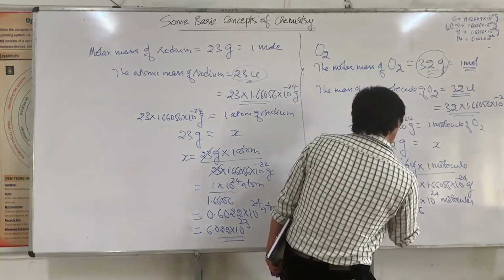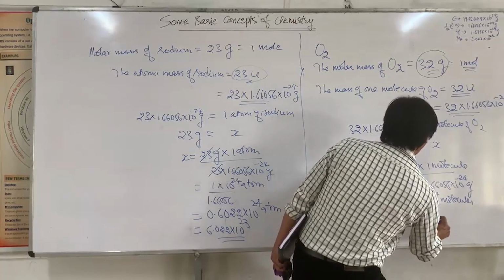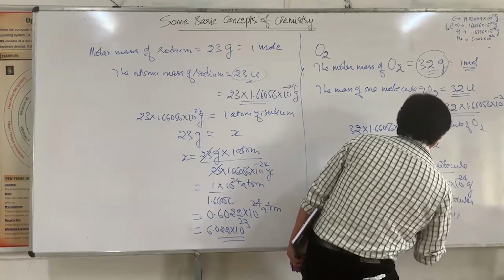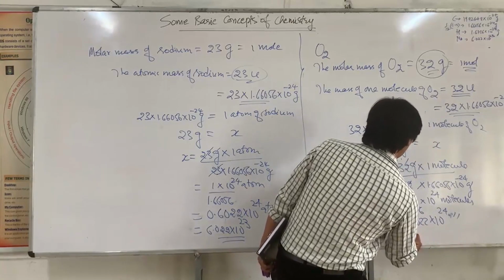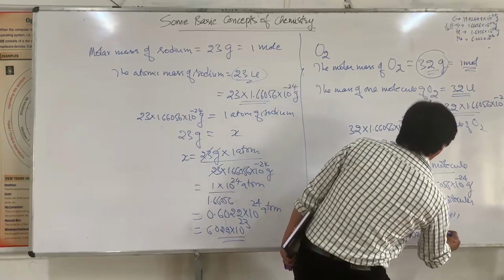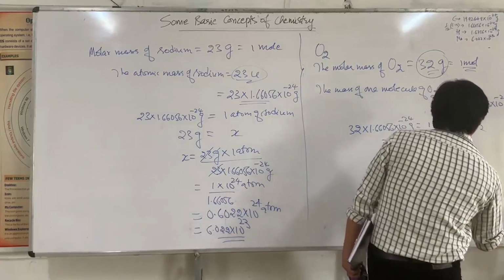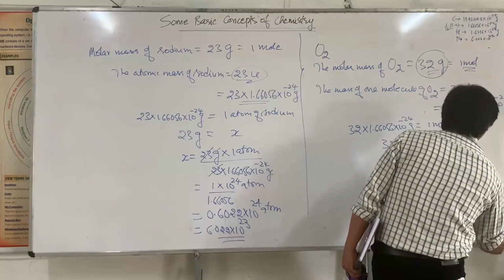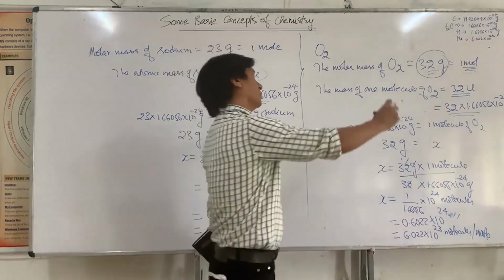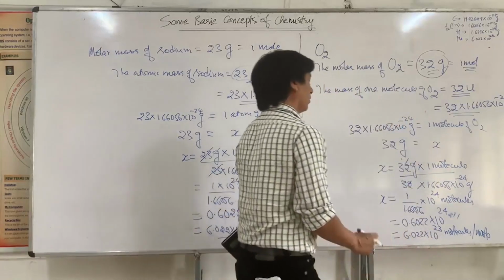So when you divide 1 by this, you will get 0.6022 into 10 raised power 24 molecules. Or when you write it in scientific notation, 6.022 into 10 raised power 23 molecules per mole. That is, in 1 mole of dioxygen, you will get 6.022 into 10 raised power 23 molecules of oxygen.